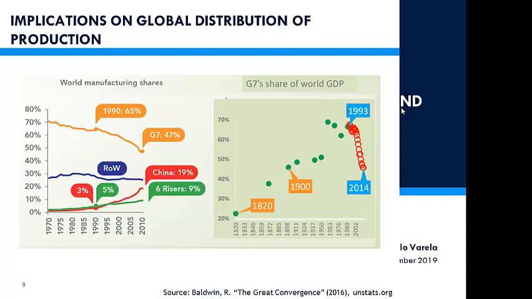But the share of world GDP explained by the G7 countries also fell dramatically between 1993 and 2014. So this was sort of a game changer, but not for everyone. Not everyone took advantage of this game changer. Some did, some did not.